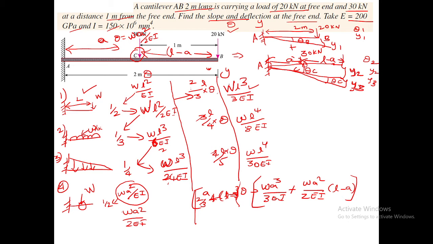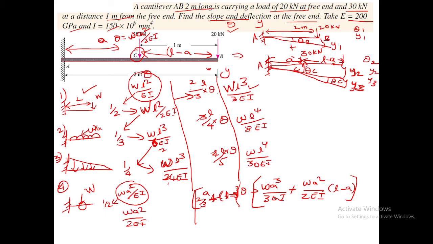We only memorize WL square by EI. Then 1 by 2 multiply by L square, 2 by 3, 1 by 3, 3 by 4, 1 by 4, 4 by 5, and so on. Here, up to A, WA square by EI, so WA square by 2EI. So here 2 by 3 into A.